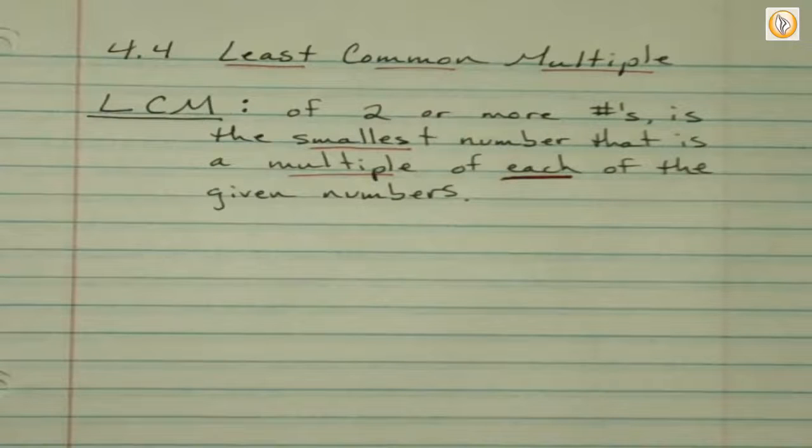You got to remember what multiples are. Like the multiples of 2 would be 2, 4, 6, 8, 10. Multiples of 10 would be 10, 20, 30, and so on. But we're trying to find the least common multiple.